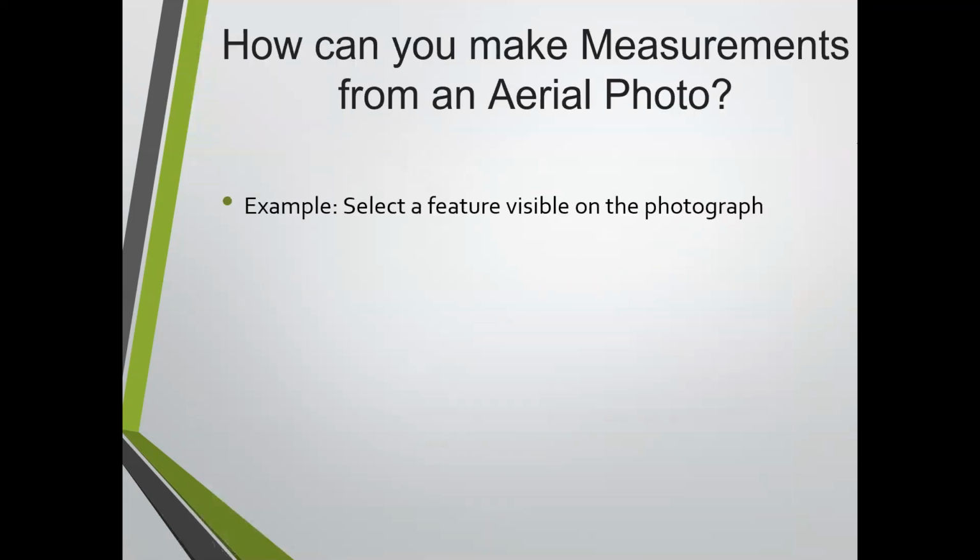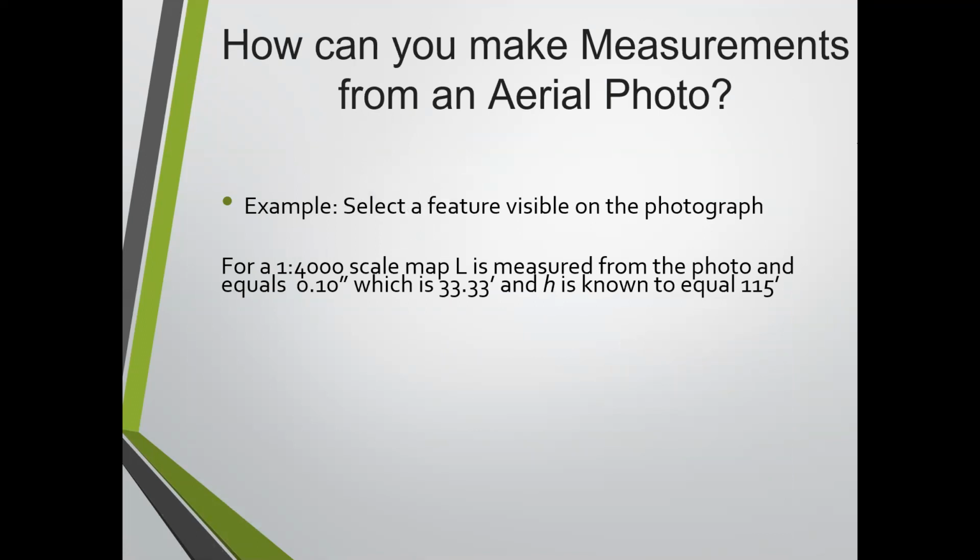So you've got a map scale of 1 to 4,000. L is measured on the photo. It equals a tenth of an inch, so that turns out to be 33.33 feet. And we know the H of the building, it's 115 feet. We can determine that alpha. So the tangent of alpha is 3.45, and then you can use that to determine heights of other buildings.